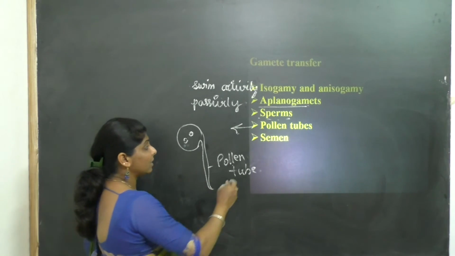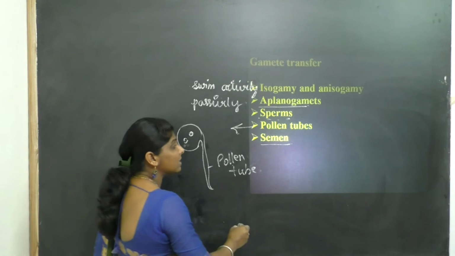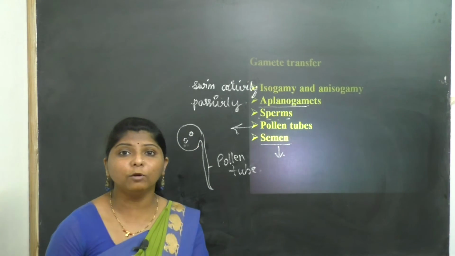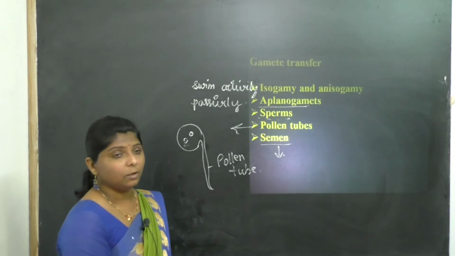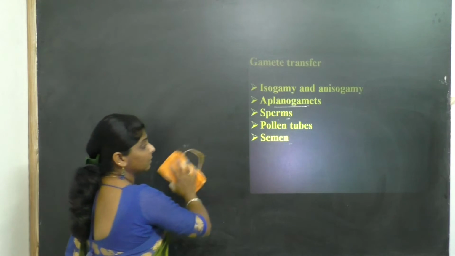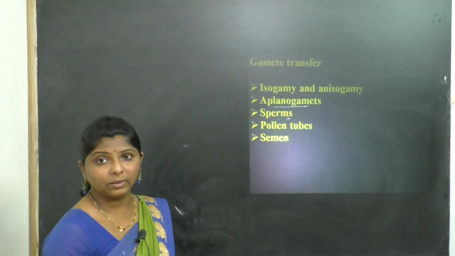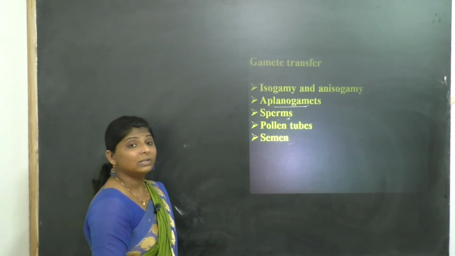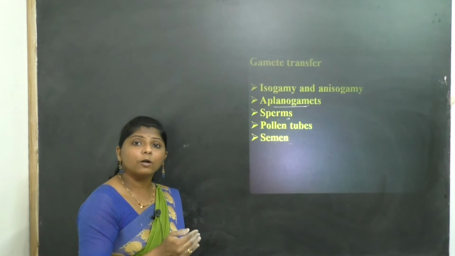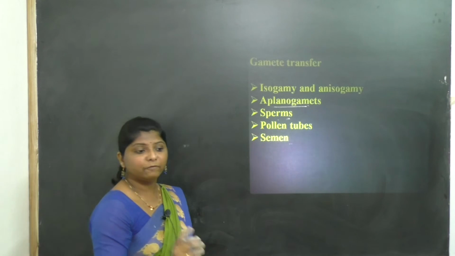When it comes to animals, semen is used as a means of transportation for sperms. For the movement of sperms, semen plays a very important role. So this is how gametes are transferred, or male and female gametes are brought near each other for fertilization.